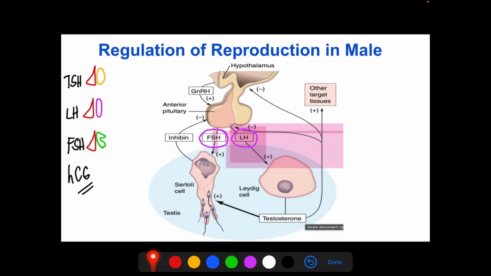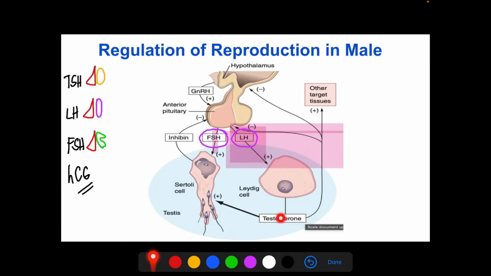So take note of the differences. It's the FSH that will induce the Sertoli cells to produce androgen binding proteins, but it's the LH that will induce the Leydig cells to synthesize or to produce testosterone. And what will happen now to the ones produced by these Leydig cells?